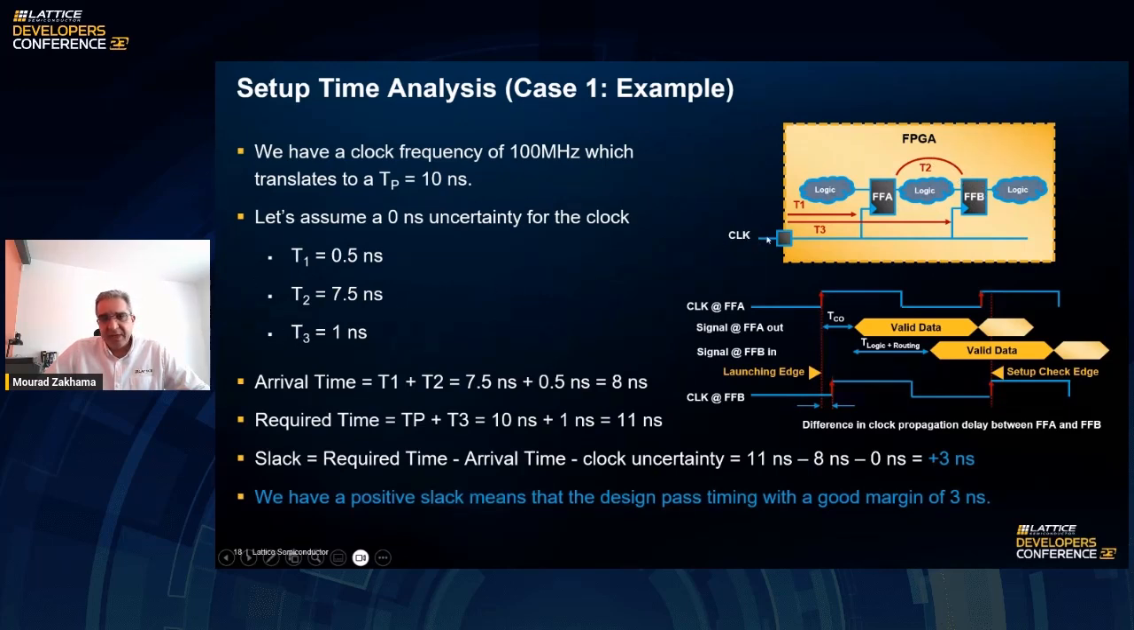And let's say it takes a little bit longer for the clock to get to flip-flop B, say 1 nanosecond. So arrival time is T1 plus T2, 7.5 plus 0.5, which gives you 8 nanoseconds. The required time is the time period, 10 nanoseconds, plus T3, which gives 11 nanoseconds. So required minus arrival is a positive slack of 3 nanoseconds, meaning you meet your timing and have extra time for your design, which is good.